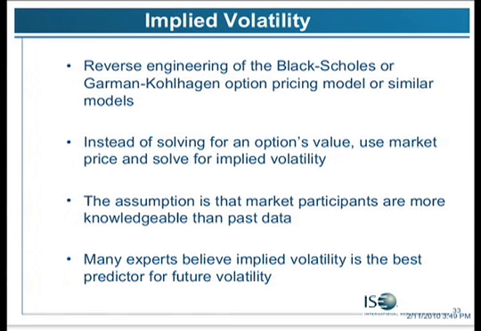Reverse engineering of the Black-Scholes or the Garman-Kohlhagen option pricing model or similar models. Instead of solving for the option's value, we use the market price and solve for implied volatility. The assumption is that the market participants are more knowledgeable than past data, and many experts believe implied volatility is the best predictor for future volatility.